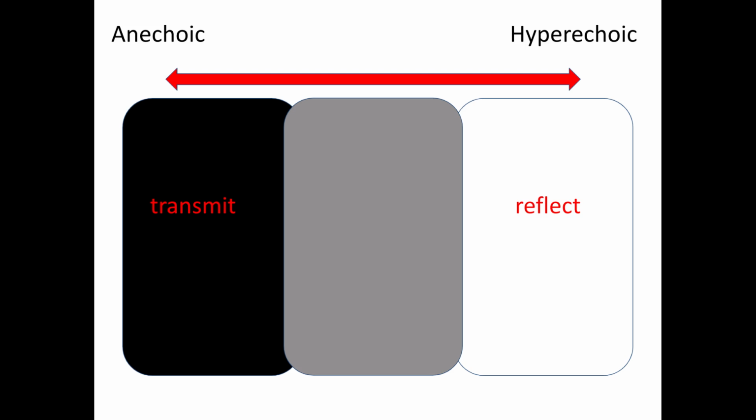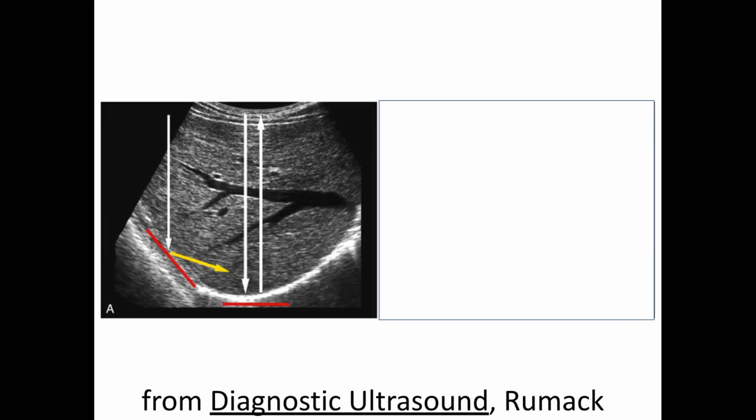Same with like the liver to the diaphragm. You have a very significant difference in the acoustic impedance between those tissues, so a lot of the ultrasound is reflected at that point. In between, we have like various degrees of echogenicity. So that's what shows up as grayscale on the image. So here's just an example of that.